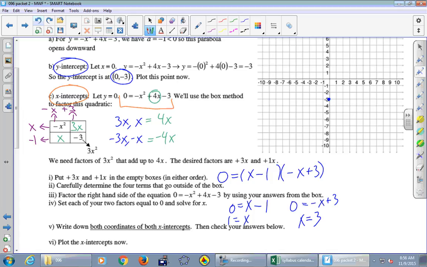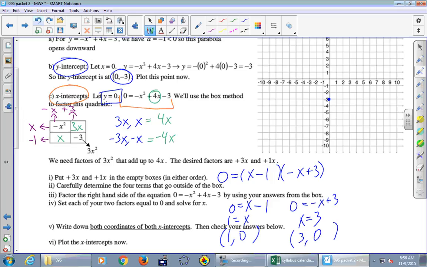The thing that started us on this part of the problem was letting y equal 0. So in terms of writing both coordinates of these x-intercepts, they're both going to involve y equals 0. This guy is what ordered pair? 1, 0, and this one is 3, 0.